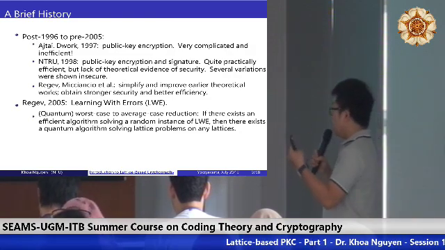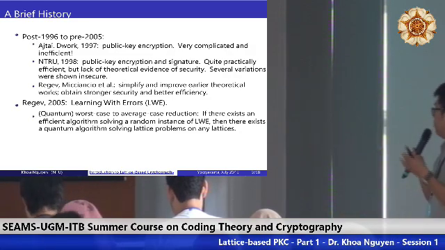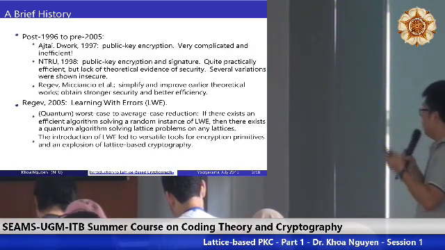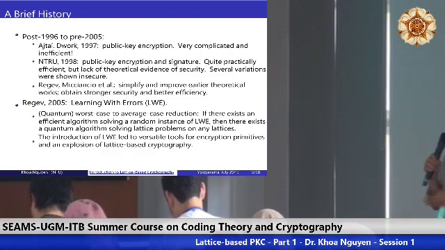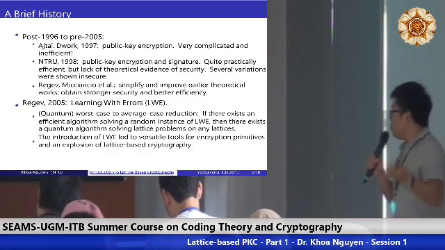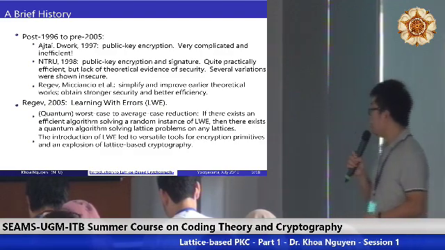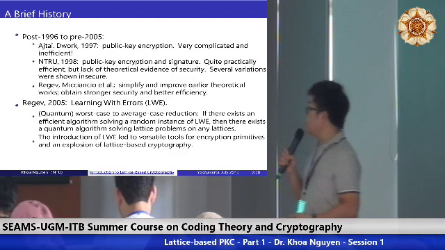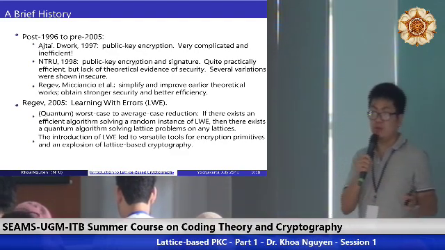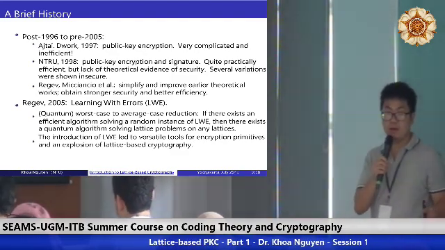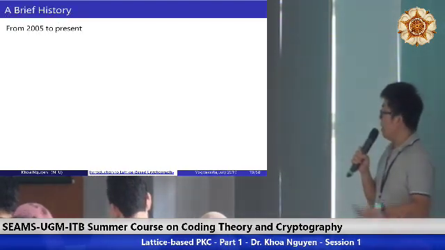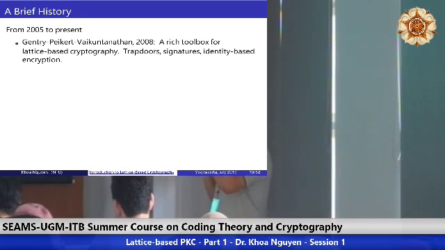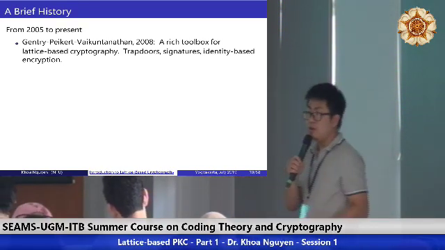And the introduction of the LWE problem led to various crypto systems, mostly for encryption primitives, and led to the explosion of lattice-based crypto. So now from 2005 to present, there are maybe more than 2,000 follow-up works after Regev. So let me briefly review some of the important work.